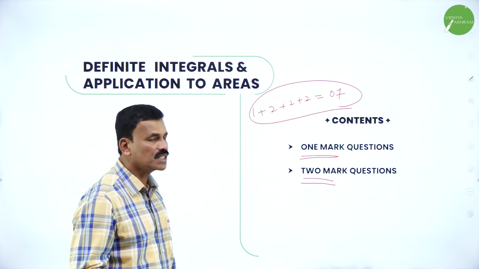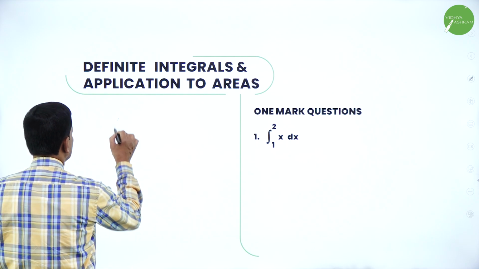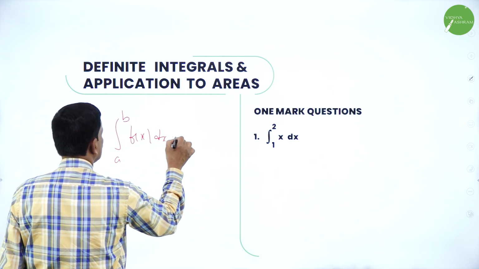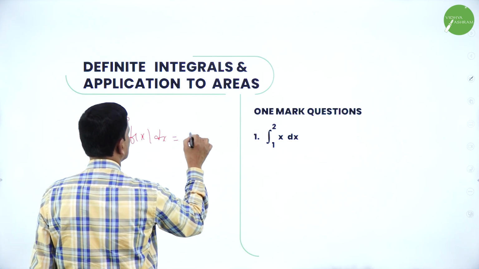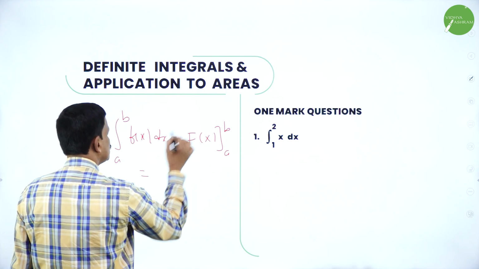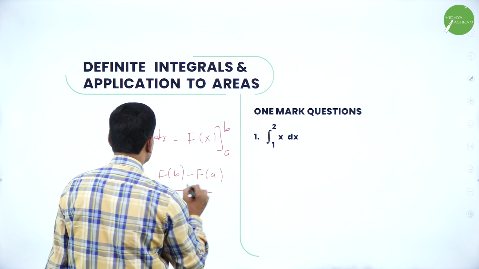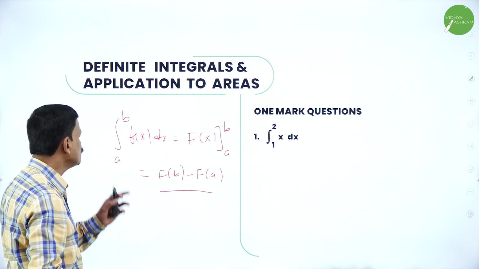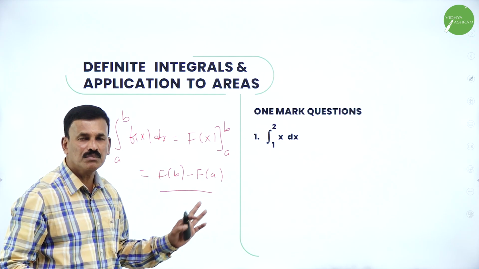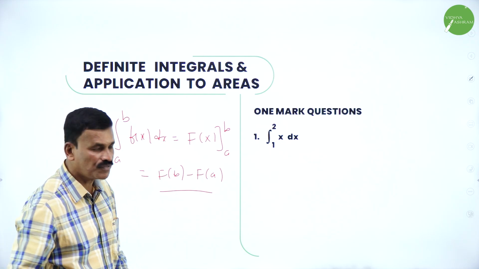Now let us discuss 1 marker question. Just recall the definite integral, integral a to b f of x dx. Suppose if you integrate f of x dx, you are going to get capital F of x and the limits are a to b. Just apply the upper limit, F of b minus F of a. This is called your definite integral. So ordinary integrate it and apply the upper limit minus lower limit will give the definite value. The name itself indicates it's a definite value.